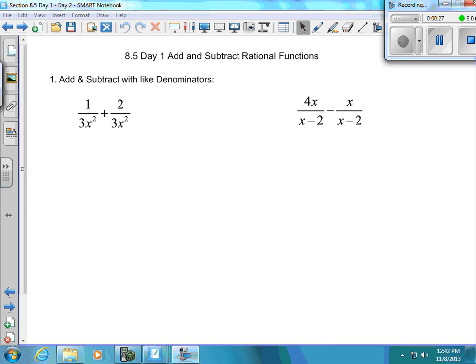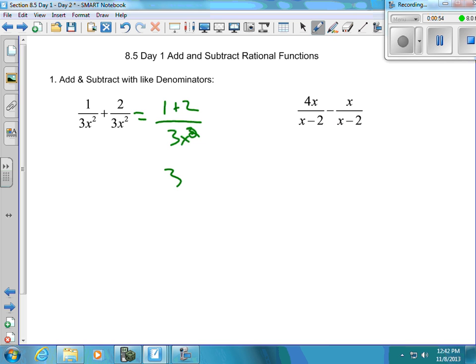Okay, let's start out with some simpler type problems, those having like denominators. Like denominators is the same as adding and subtracting normal fractions with like denominators. If they have like denominators, then we just add or subtract the numerators. So for instance, for the first one here, it's really just 1 plus 2 over 3x squared, which is 3 over 3x squared, or just 1 over x squared, because the 3's cancel.